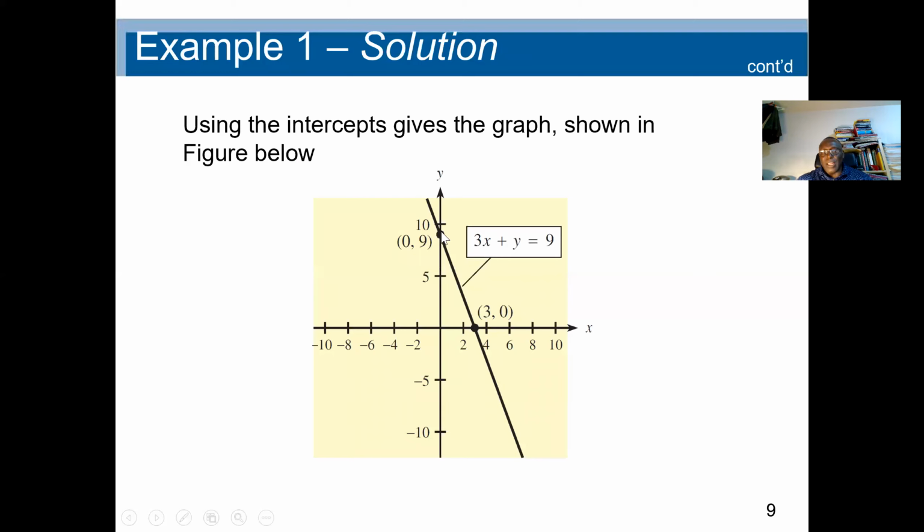So that's the line here. So we can see the first, this is my y-intercept, this is my x-intercept. X-intercept means when y equal to 0, x is 3. Y-intercept means when x equal to 0, y is 9. So those are the 2 intercept points.